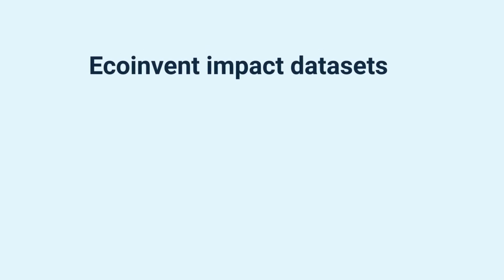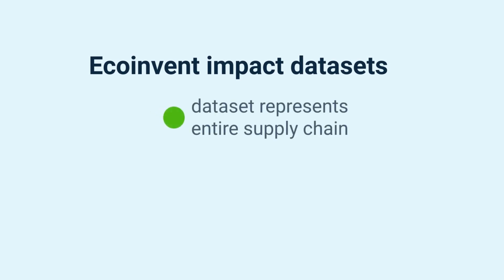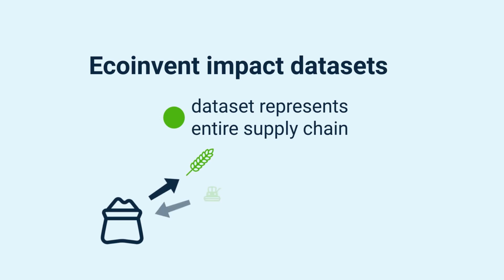When you're modeling a material with an impact dataset from Ecoinvent, this dataset represents the entire supply chain of this material. For example, if we select a dataset for flour, it would include the growing of the grain, but also the harvesting, the milling, and all other processes necessary to get to flour.